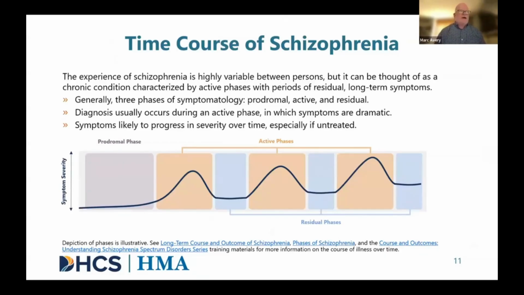It's hard to create a graph like this because the experience of schizophrenia over time is highly variable between persons, but it can be thought of generally as a chronic condition characterized by active phases superimposed on periods of residual long-term symptoms. Generally, you can describe schizophrenia in terms of three phases of symptomatology: the prodromal phase, active phase, and residual phases.